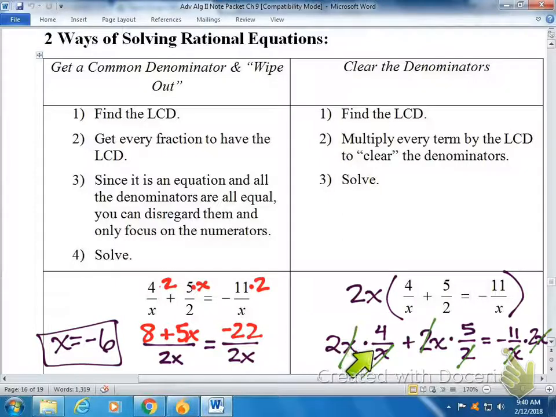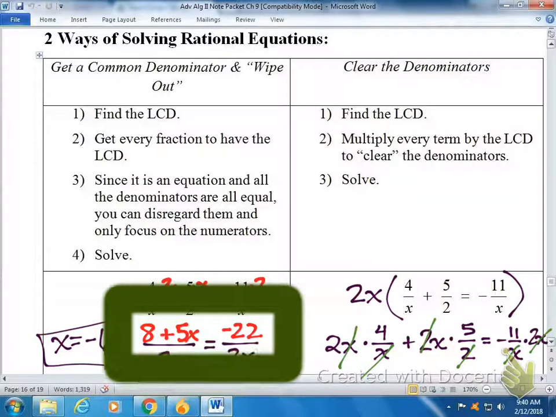So if we clear out the denominators along the way, we're still left with this numerator portion that we see on the other side. That 2 times 4 is, well, there's the 8. The x times 5, well, there's the 5x equals, well, wait a second, there's negative 22. So we still get the answer, x equals negative 6, just in a different way.